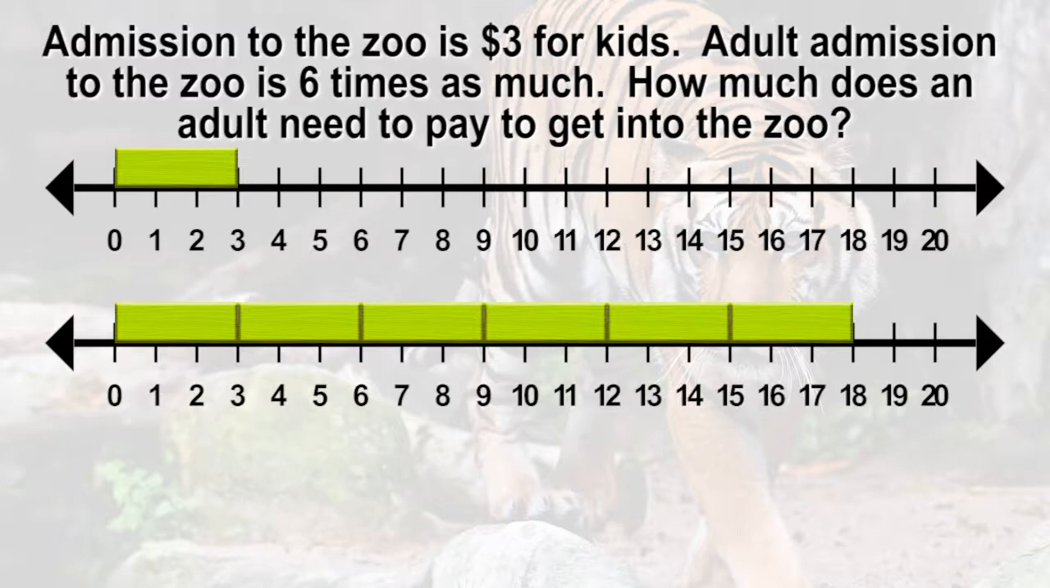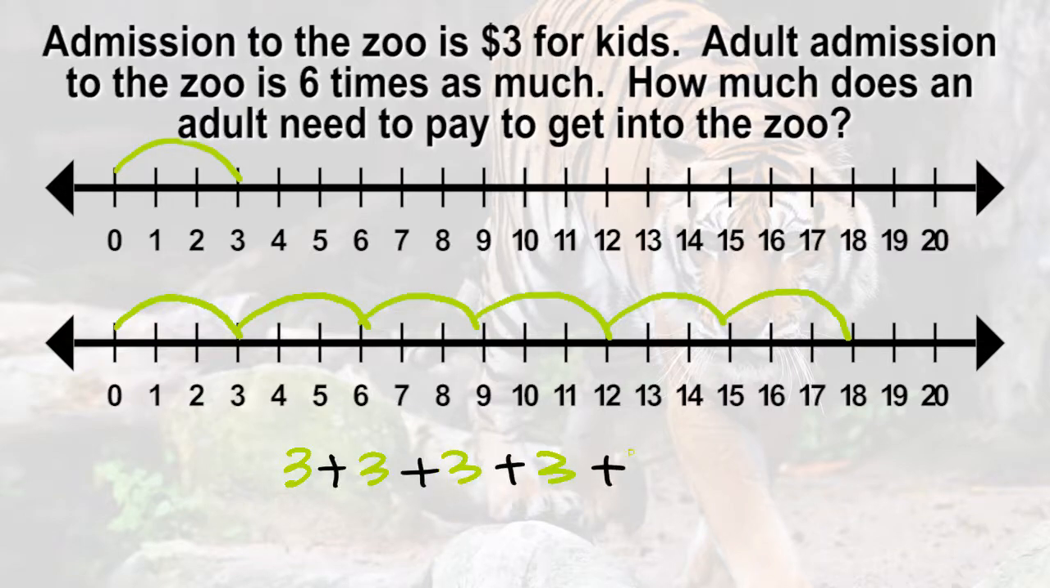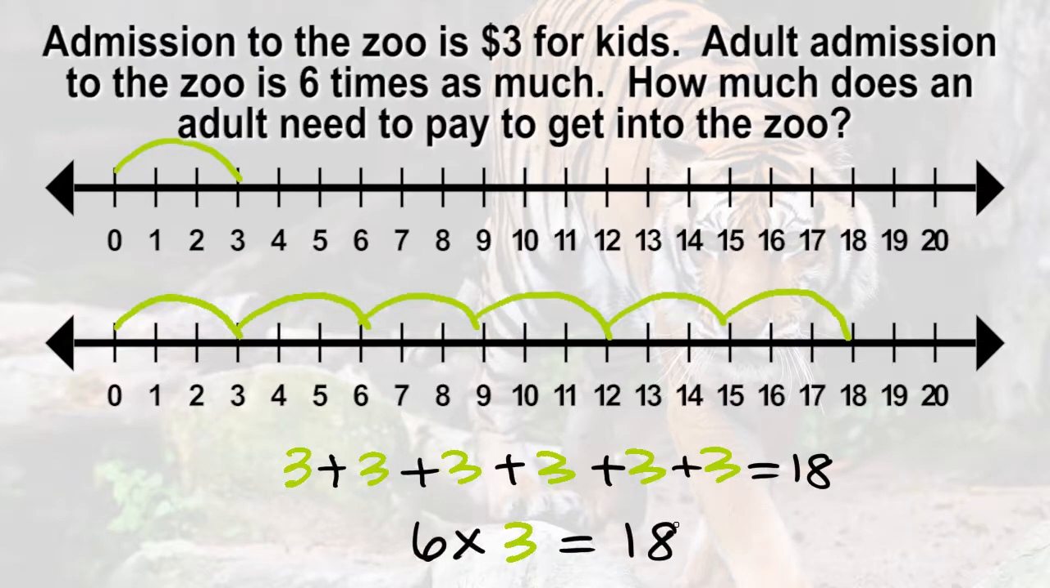I will do the same problem, replacing the Cuisenaire rods with only the number line. 1 jump of 3 represents the admission price for kids. 6 jumps of 3 represents the admission price for adults. Now, using the second number line, we can write an equation that matches the model. Let's write 3 plus 3 plus 3 plus 3 plus 3 plus 3 equals 18. Or we can use our knowledge of multiplication to write a multiplication equation. 6 times 3 equals 18. We write 6 times 3 because there are 6 iterations or groups of 3, and that best represents the information from the problem.